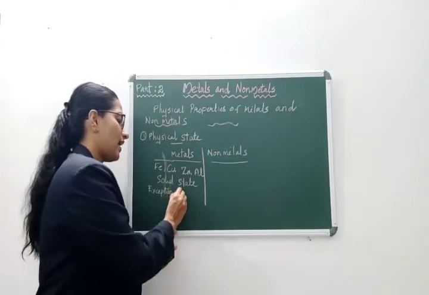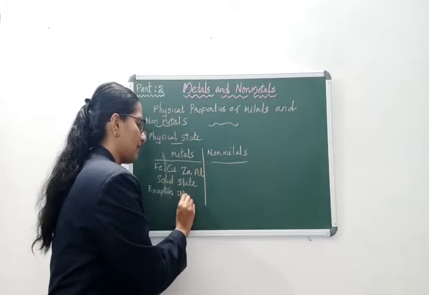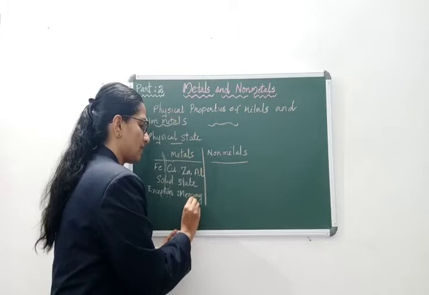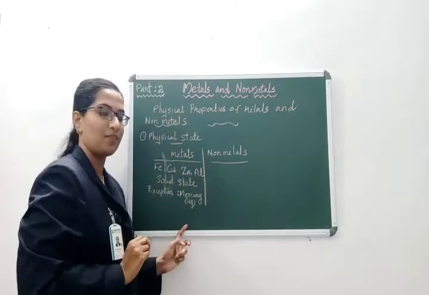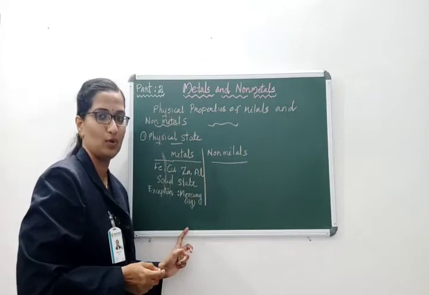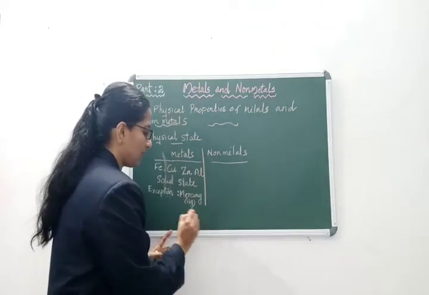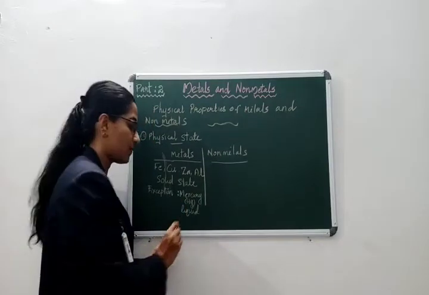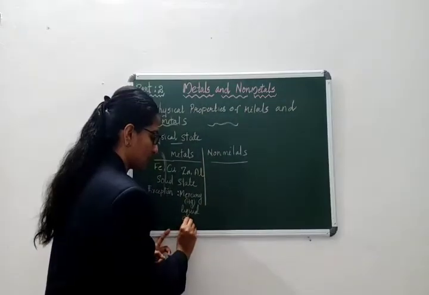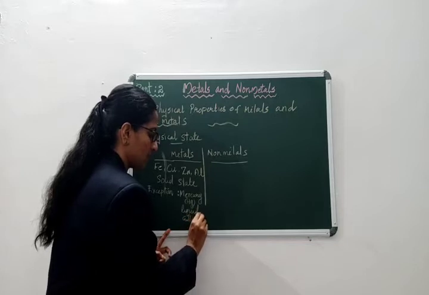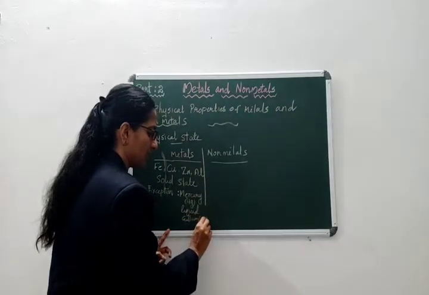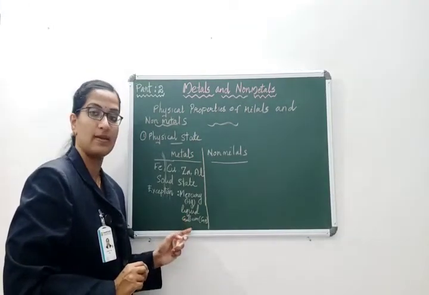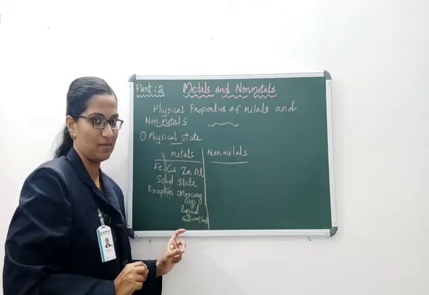Here you can see a metal, mercury. The symbol of mercury is Hg. Is it a solid state? No. Mercury will be in a liquid state at room temperature. Not only mercury, gallium too. The symbol is capital G and small letter a. Gallium is also an exceptional case, which is also present as a liquid at room temperature.